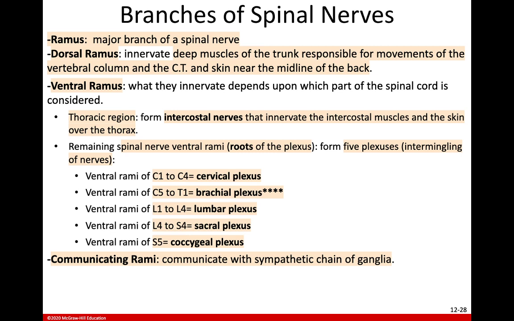It depends upon which spinal nerves you're considering as to what is being innervated.